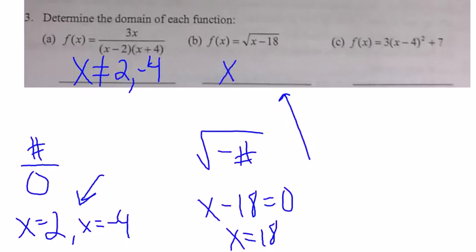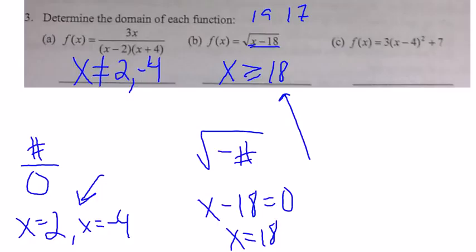So in this case, x has to be greater than or equal to 18, because say I plug in a 19, then I get root 19 minus 18, which is 1. If I plug in a 17, I put the 17 there, I get a -1 inside of my root, and I can't do that. So my transition point is 18, and it has to be bigger than 18.